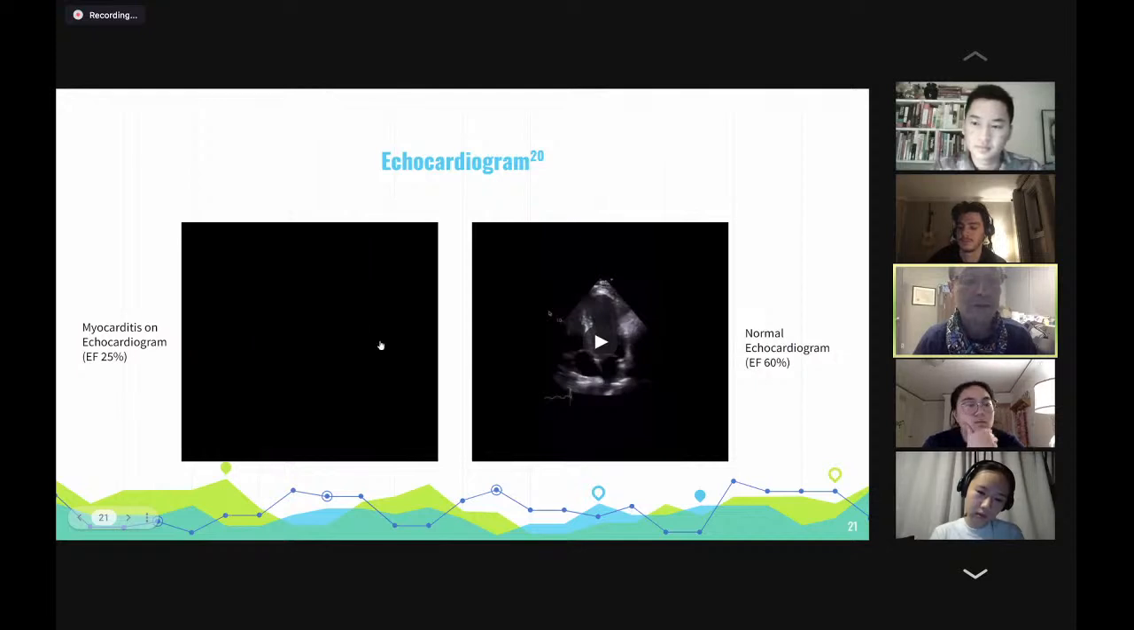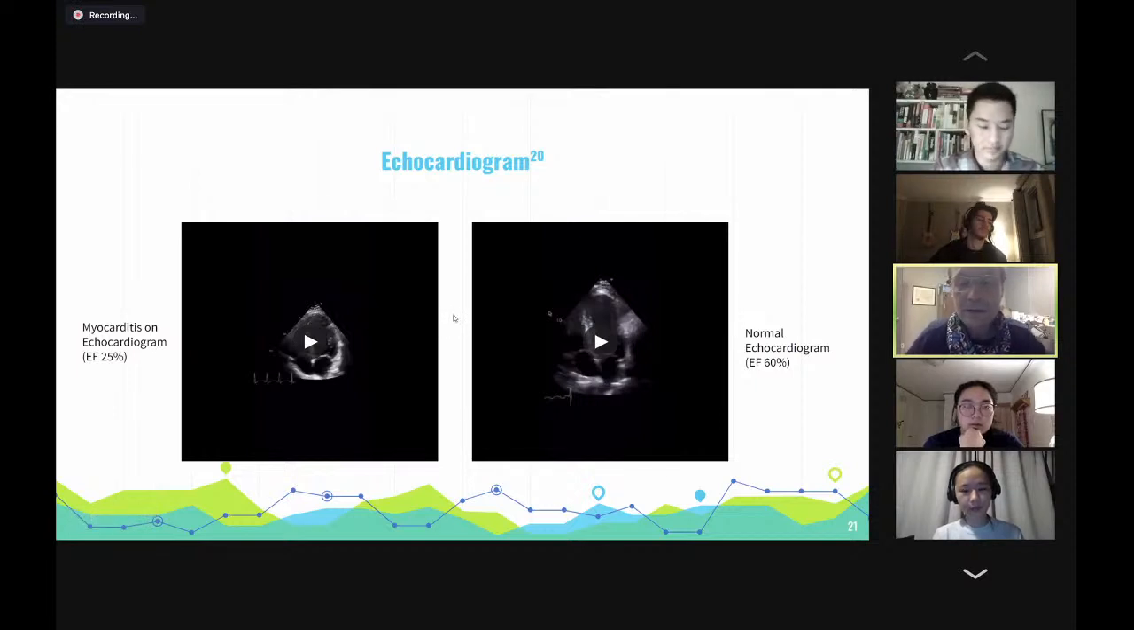This is one way how your doctors can image the heart to see what's going on there. So we start off with your clinical picture, the ECG, and a more detailed look called an echocardiogram.